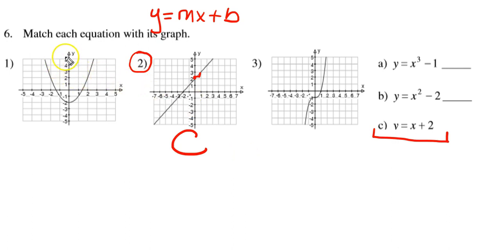Now we may have mentioned that when we see a graph like this, this is a parabola, which is x to the second power, and we see it's going to go through the y-intercept at, well, I should say a negative 2, yes. Negative 2 here. So this one is B.